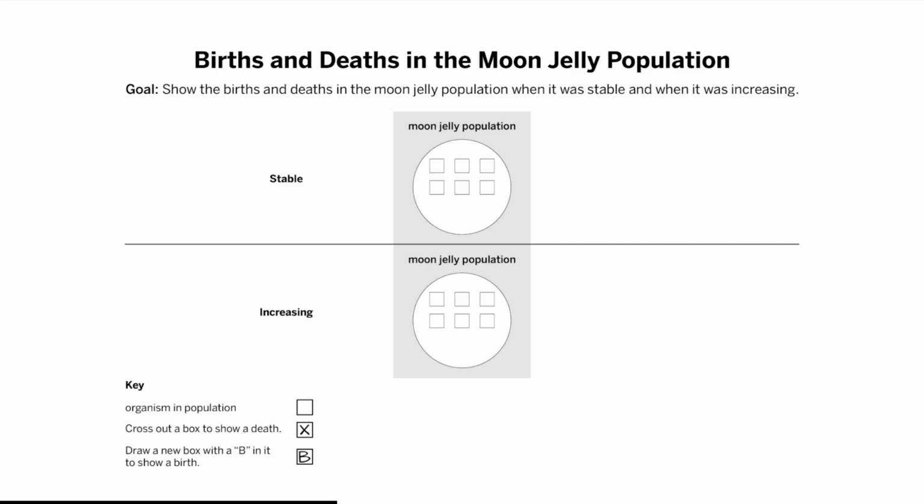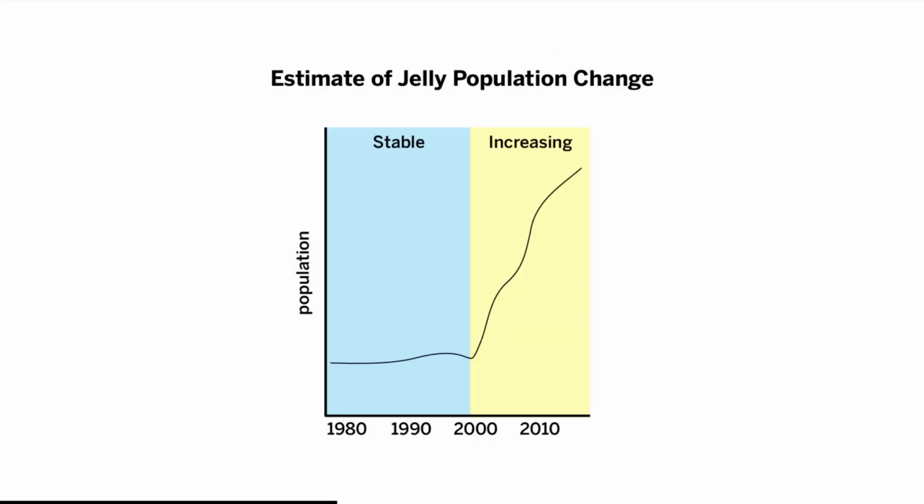There are many moon jellies in this population right now. If I wanted to show the same number of births as deaths, I could add 2 boxes with B and cross out 2 boxes. If I wanted to show more deaths than births, I could cross out 1 more. If I wanted to show more births than deaths, I could add 1 more box with a B. It is not important exactly how many births and deaths we draw, but it is important to show how the number of births compares with the number of deaths when the population is stable or changing.